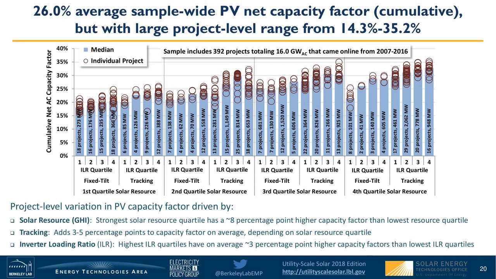As you move from left to right, a higher inverter loading ratio typically results in a higher AC capacity factor, and the same holds true when you switch from fixed tilt to tracking, and also when you move from a lower into a higher solar resource bin. There are a few individual outlier projects here and there, and some of that might reflect curtailment of specific projects, which is embedded within these numbers.